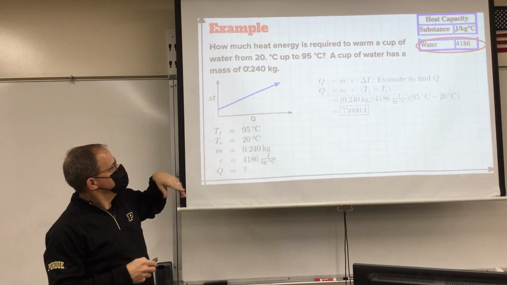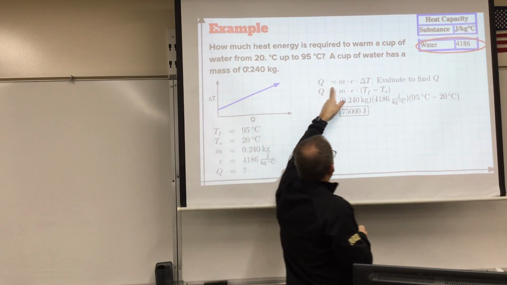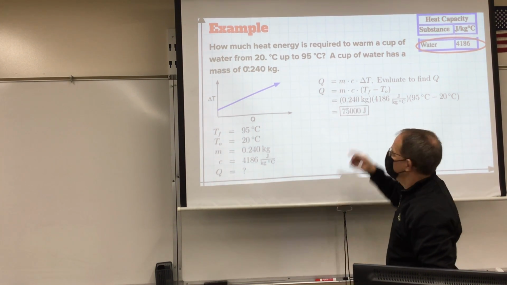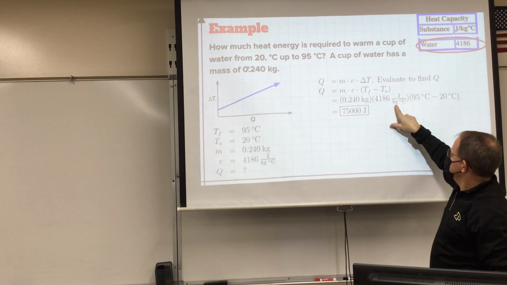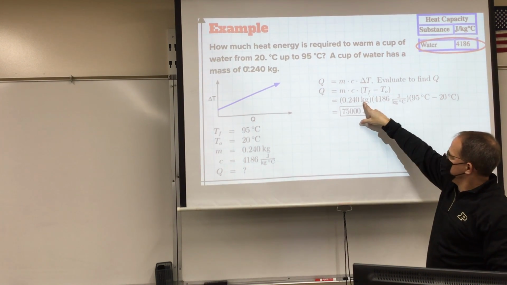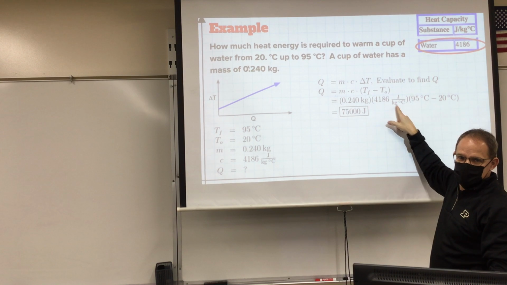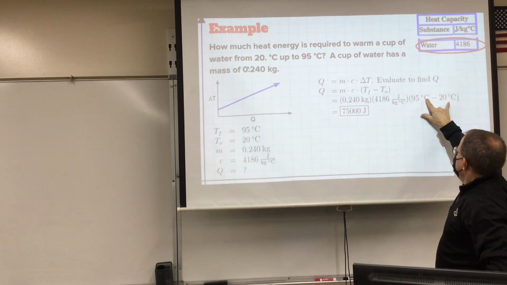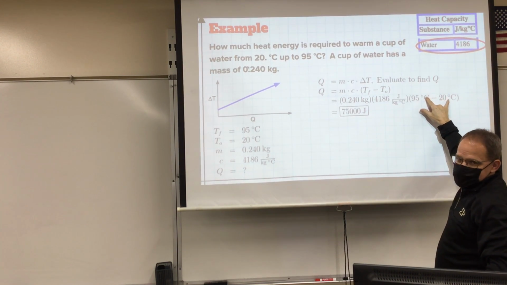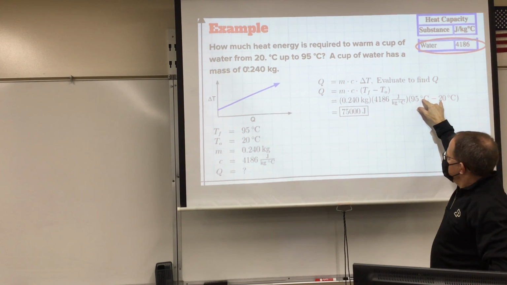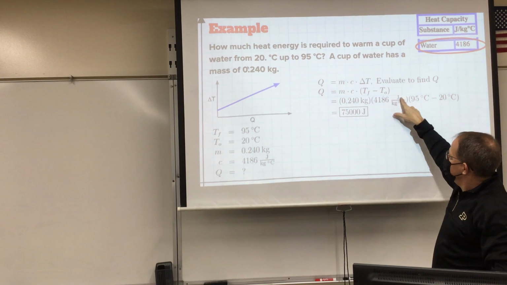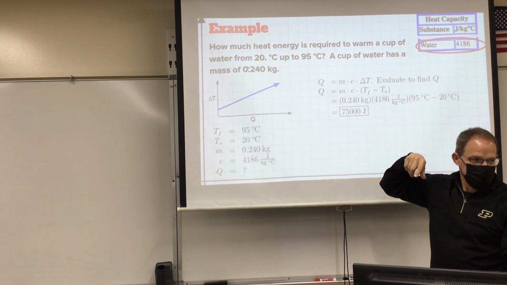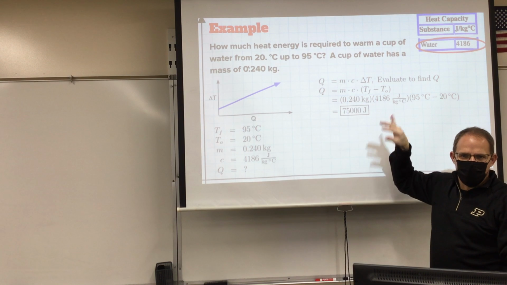Okay? I'm just going to evaluate Q equals MC delta T. This C, look at the units on it. It's joules per kilogram degree Celsius. What's the unit there? They're going to cancel. What's the unit here? What's T final minus T initial? That's going to be in Celsius. Celsius, that's going to cancel. If that cancels and that cancels, what's left? Joules. Okay? You know you're doing it right when all your units cancel.